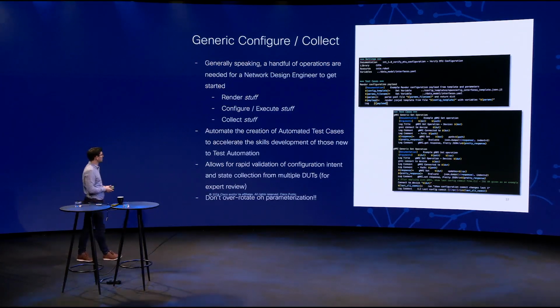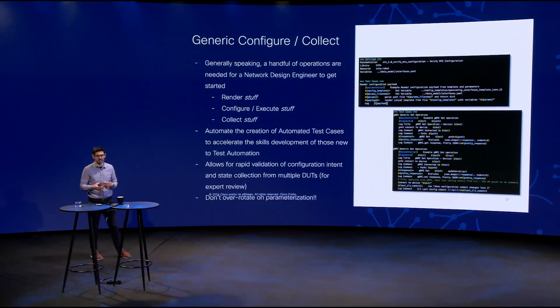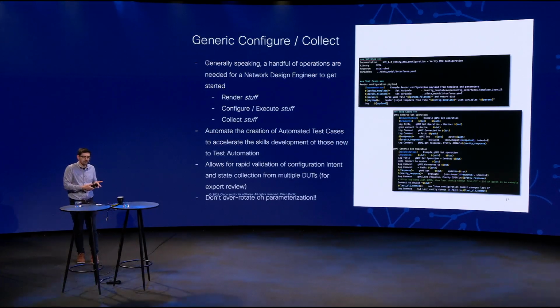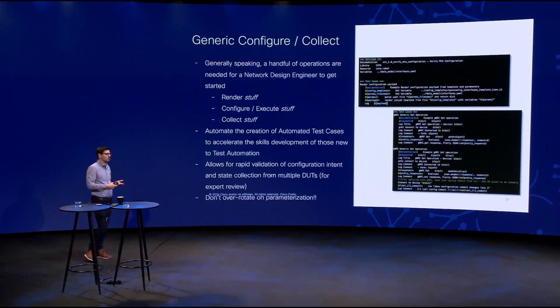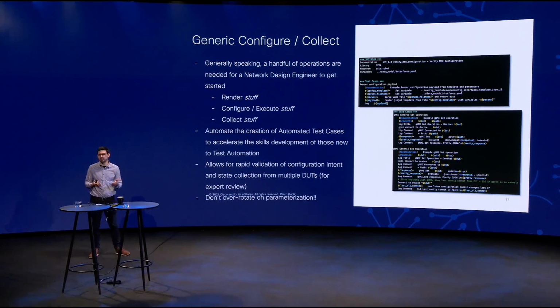But generally speaking, network design engineers do 1 of 4 things when they're testing a new feature. They render stuff, they configure stuff, they might want to execute an exec level command, and they collect stuff. At this point in time, they can't perform automated verification or validation of the behavior because they don't know whether the box behaves correctly or not.